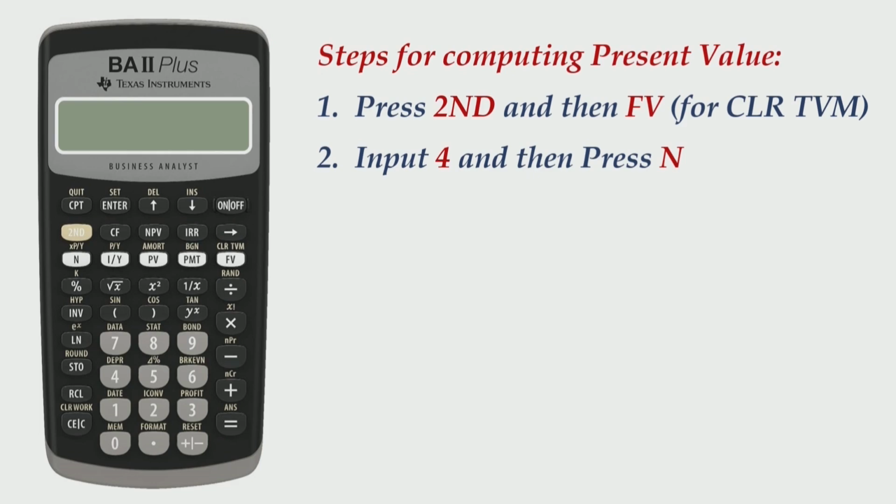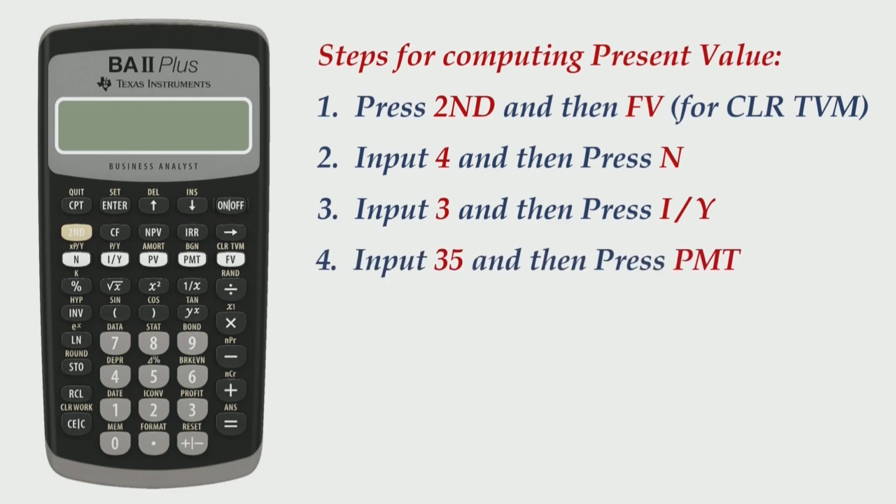Keep in mind one thing, this bond has maturity coming in 2 years' time, but we are still keeping the input for N as 4 years. Then input 3 and then press I/Y. This is the input for your discounting rate as 3% for every 6 months. Input 35 and then press PMT. This is the input for your semi-annual coupon payment.